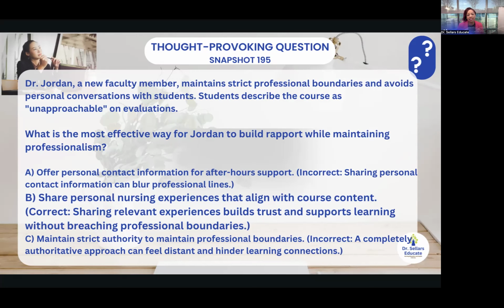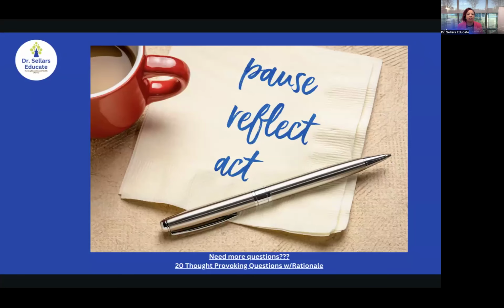All right, the reason why A is not correct is because we don't want to share personal contact information because it can blur professional lines. And then C is a bit of an extreme, right? Because a completely authoritative approach can feel distant and hinder that learning connection, which we don't want to do, right? We want to support the learning experiences with our students by building on that trusting relationship, right, that we initially have when students first walk in the door. So we just want to maintain it.